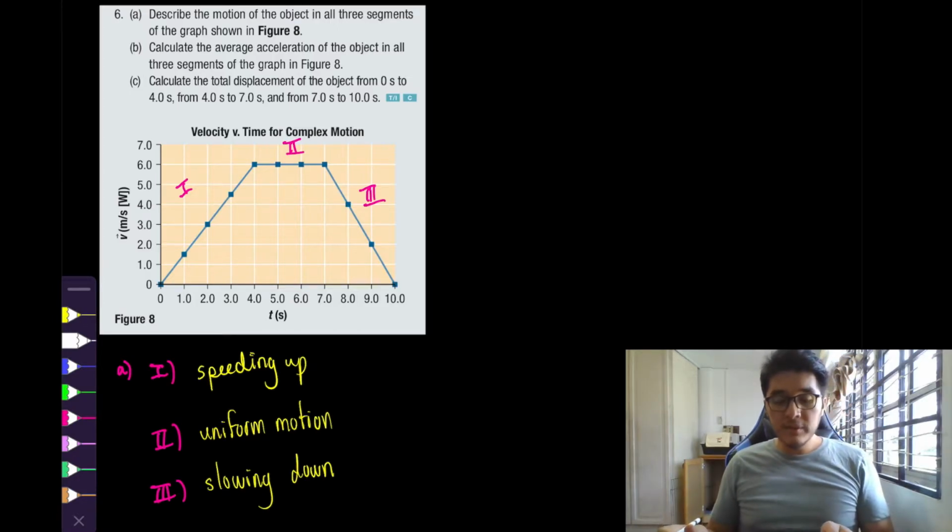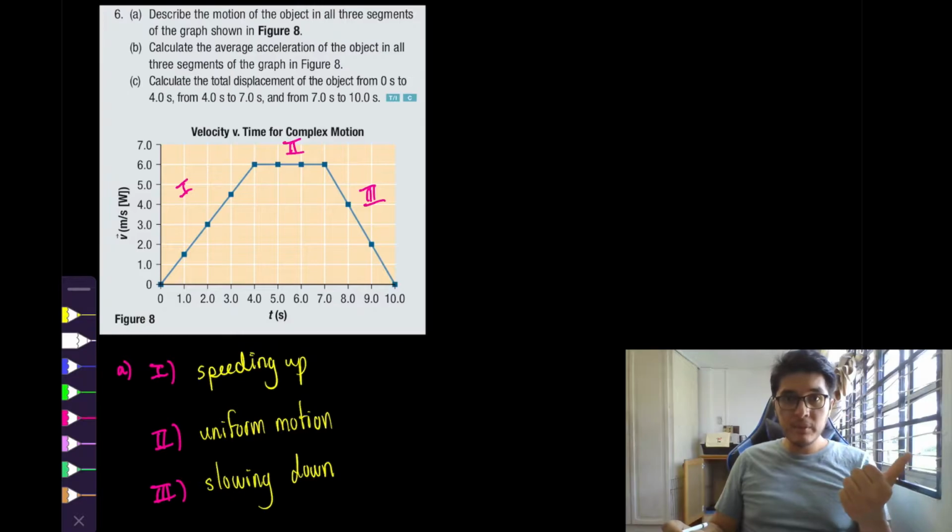But we're not quite finished yet, because in order to describe the motion of the object, you need to specify the type of motion and also the direction of motion. But there's a convention that we follow. The velocity indicates the direction of motion. So when the velocity value is positive, it moves in the positive direction. When it's negative, it moves in the negative direction. So when we look at our graph here, notice that the values are always positive. So the whole time we have the object moving in the positive direction.